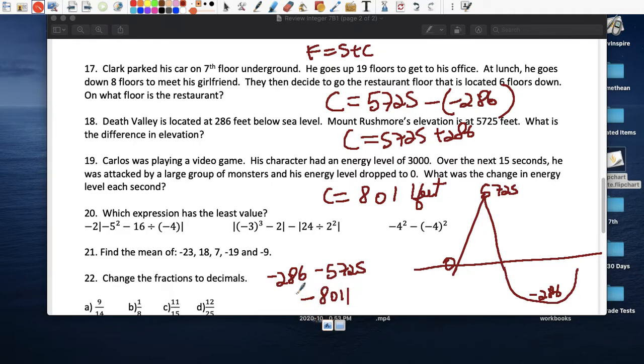Okay, you would have had to take the absolute value to get a positive number. Okay, so we're asking the distance between the top of the mountain all the way straight down to the bottom of the valley. So the actual distance is 8,011 feet. So you make sure that your answer in the context of this problem is a positive number.